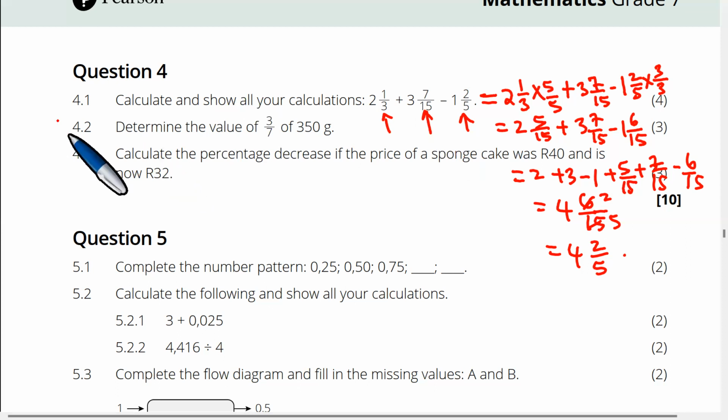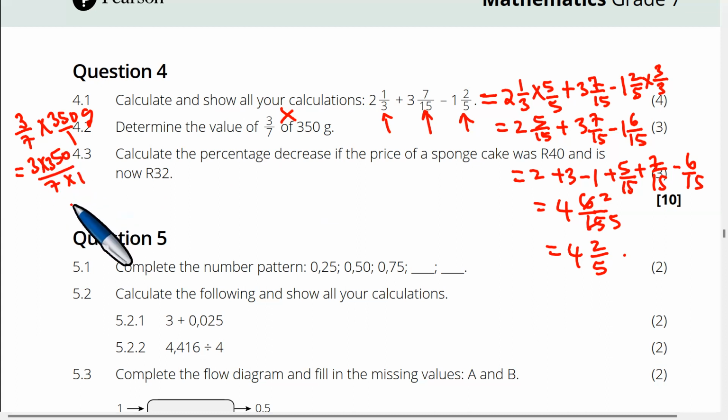It's 150 because you have 3 out of 7 times 350 grams. Okay, because the minute they say the value of this of that, what does "of" mean? Multiplication. Right, so obviously you're able to get that one right. So at this point, this 350 is out of 1. So it is 3 times 350. Are you able to see? Yes, sir. Okay, 7 times 1.